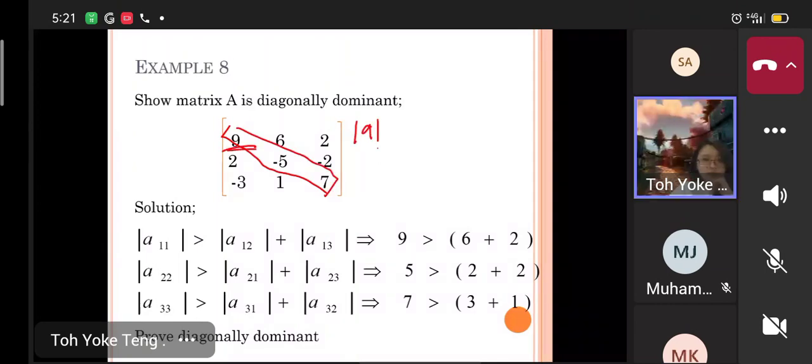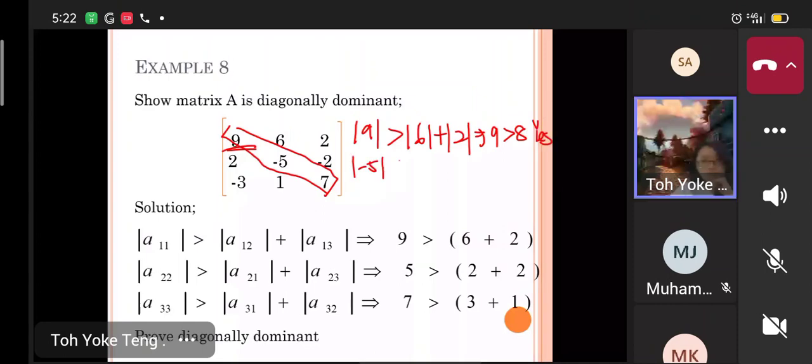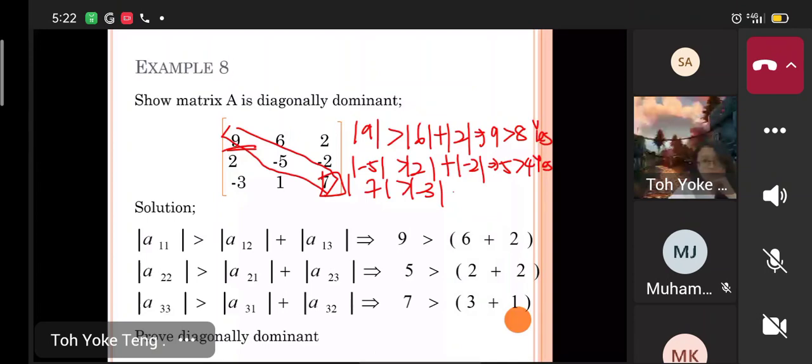As you notice here, the absolute value of 9 is greater than 6 plus 2, yes. Since 9 is greater than 8, yes. Second one, 5 is greater than 2 plus negative 2, 5 is greater than 4, yes. And then the last one, 7. So 7 is greater than negative 3 plus 1. So 7 is greater than 4, yes. So since all these 3 fulfill the condition, just write it down. Matrix A is diagonally dominant.